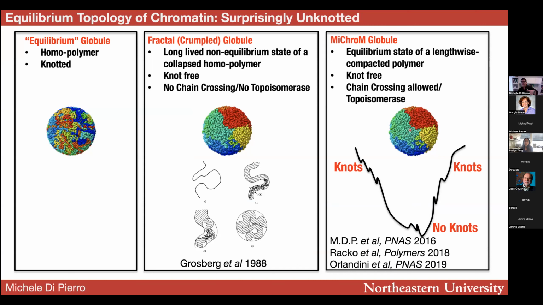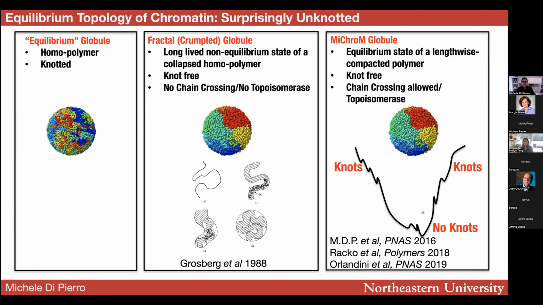So it equilibrates because we allow for chain crossing, which is sort of what you should do, because that's what happens in the nucleus because of the activity of topoisomerase protein. So the action of that potential is to remove knots, to go down to an equilibrium structure, which has no knots or very little knotting. And it's the equilibrium state of this lengthwise compacted polymer, as we have explained, and phase separated polymer.